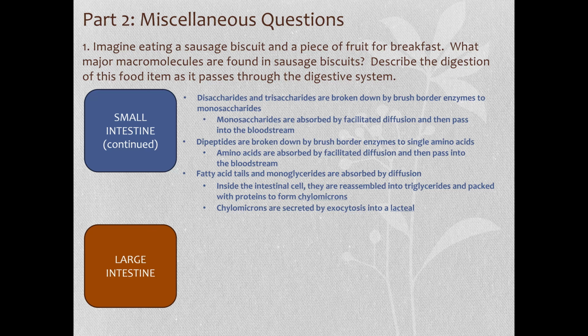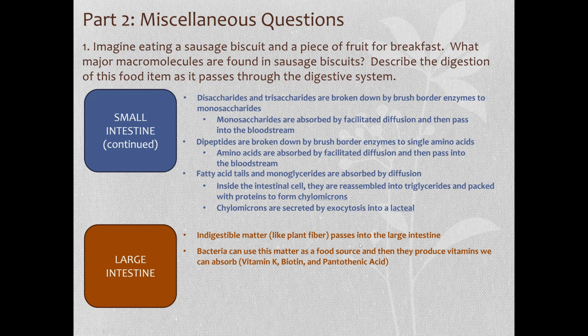So now we have done the bulk of our absorption and our digestion. So now what is left moves into the large intestine. So in the large intestine, at this point, we mainly have just indigestible matter left over, like plant fiber. Bacteria in the large intestine can use this indigested material as a food source, and then they produce vitamins that we can absorb, like vitamin K, biotin, and pantothenic acid.